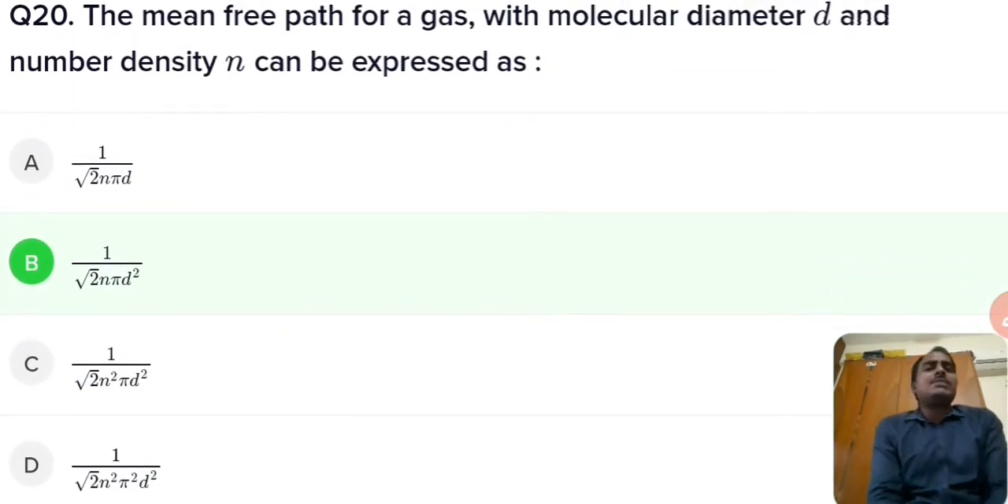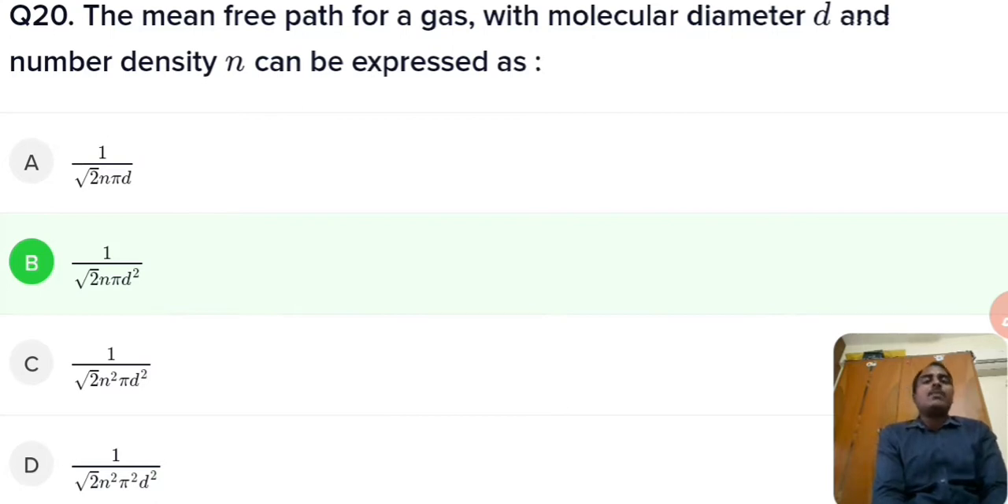Next, 20th question is a direct question. The mean free path for a gas with molecular diameter d and number density n can be expressed as. The mean free path. Free path means the distance traveled without any collisions. If the particle moves without any collision, that path is called free path, and mean free path is the average, because all particles do not travel the same distance without collisions. That's why we calculate the average free path, the mean free path.